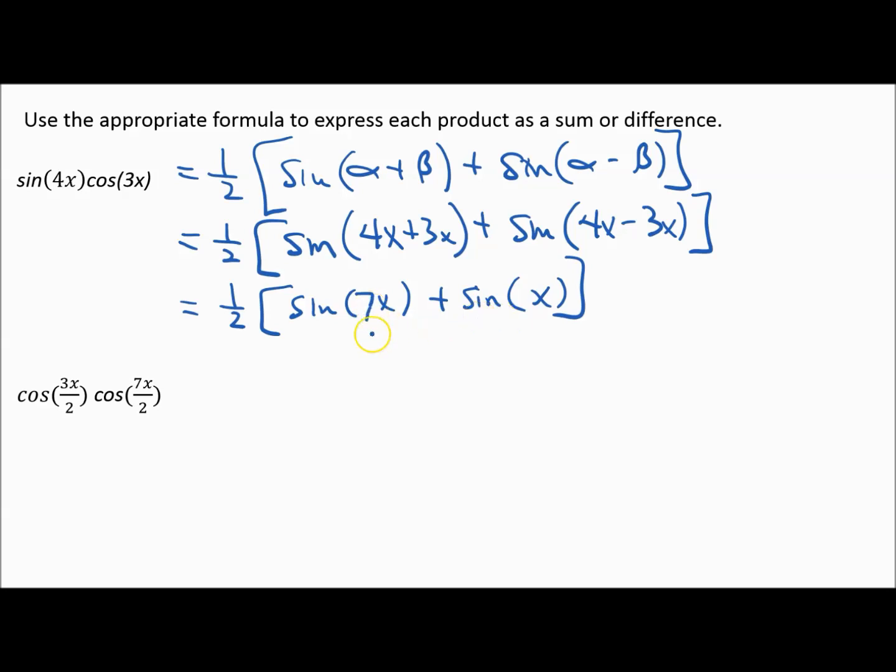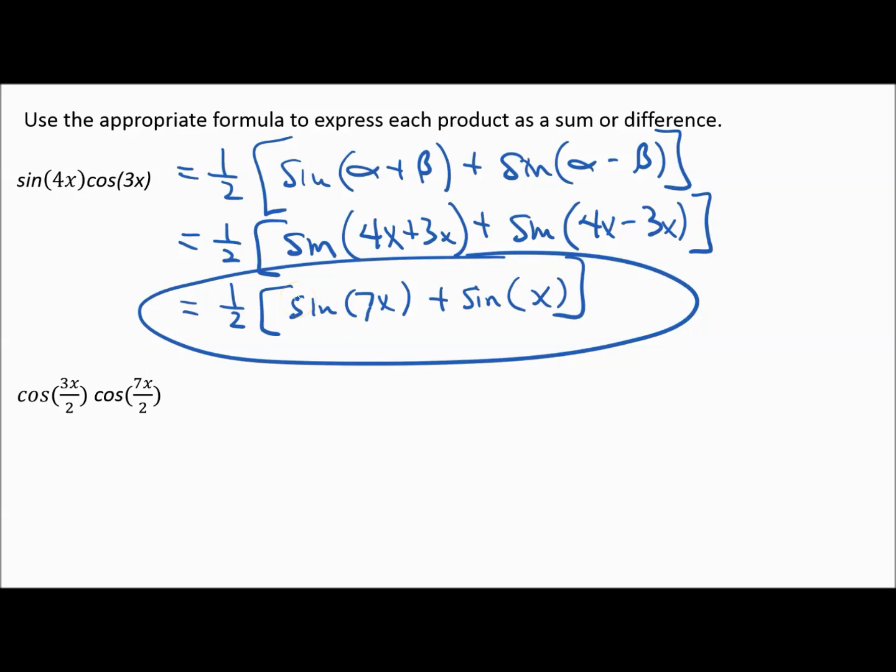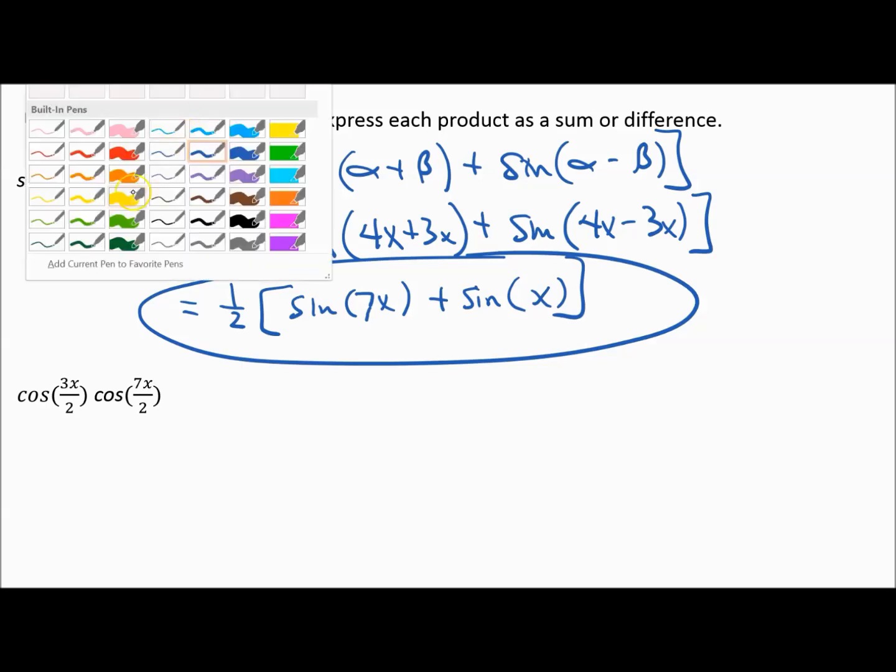Now, you can't add these together to get sine of 8x. It doesn't work that way. You cannot add trig functions in that way. So this is really, to me, the best way to leave the answer. If you wanted to, you could distribute the 1/2 inside and say 1/2 sine of 7x plus 1/2 sine of x, but I don't think that's any better than what we've got right there. So let's try another problem.